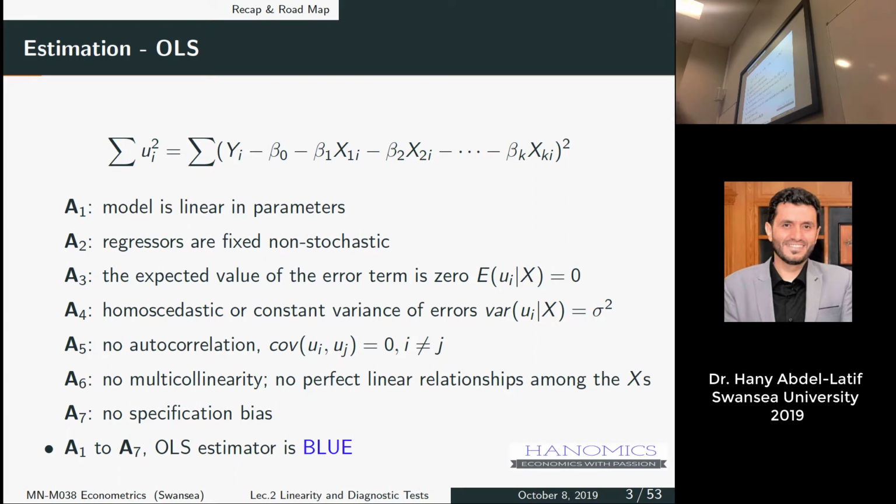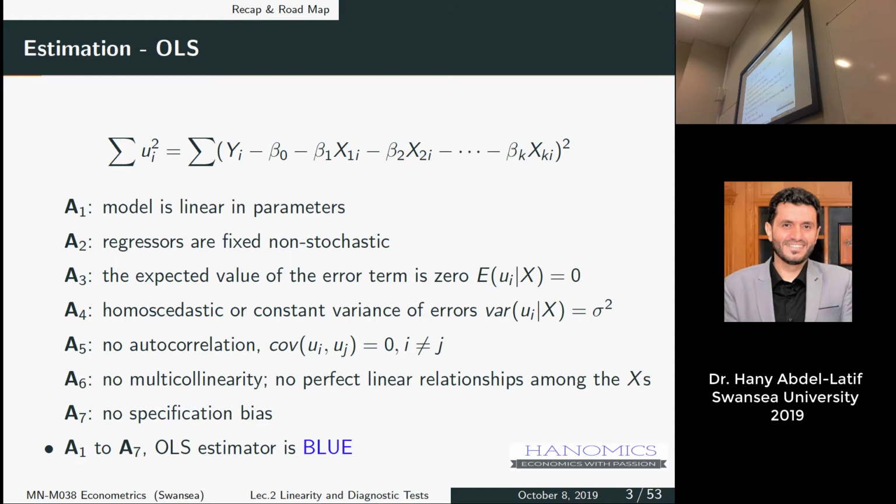What does blue stand for? This is like 4 words. Best, linear, unbiased, estimator. Great. So if everything is lovely and nice and goes as we expect, then we have a BLUE estimator. BLUE: best, linear, unbiased estimator.